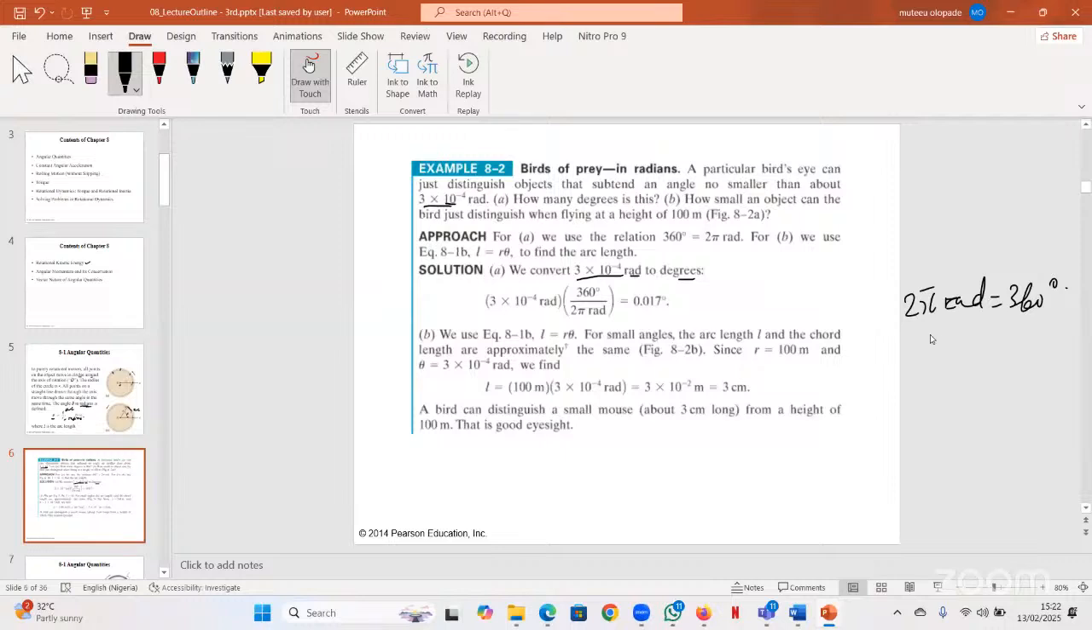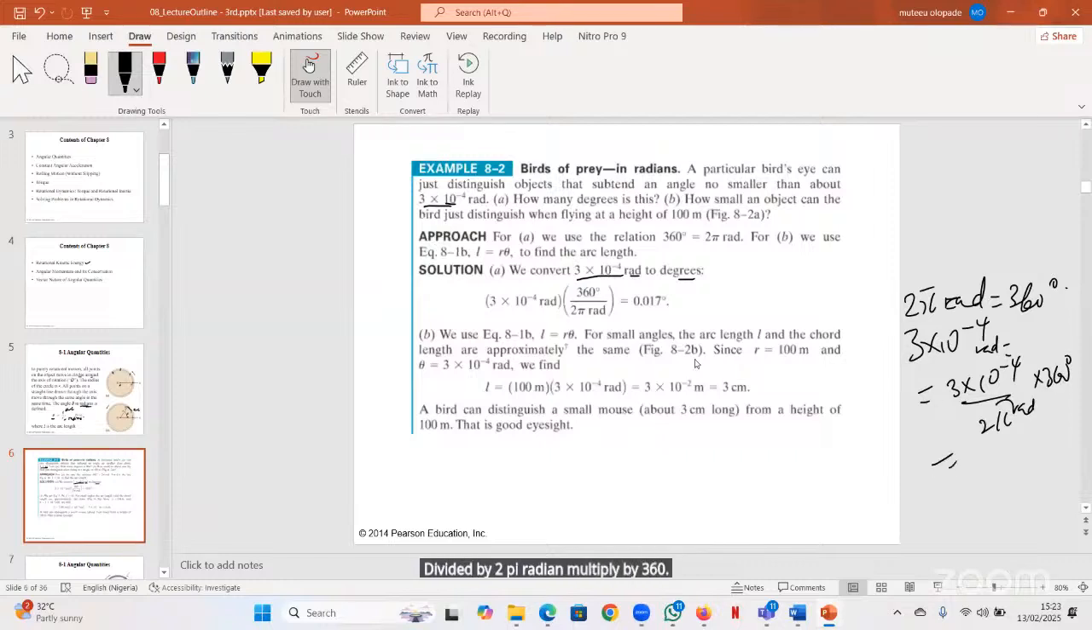Therefore, 3 times 10 raised to the power minus 4 radian will be what? So that will give us 3 times 10 raised to the power 4 divided by 2 pi radian multiplied by 360. So doing that conversion, we will have 0.017. So that's the conversion.